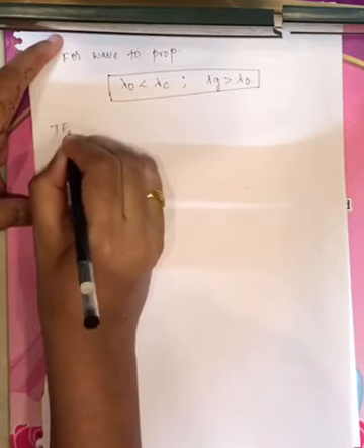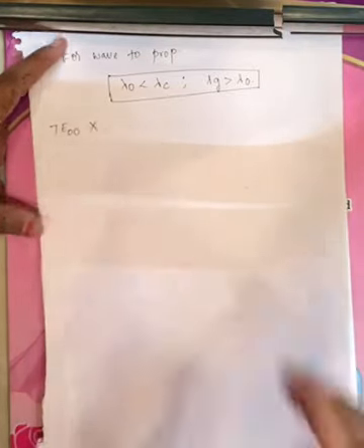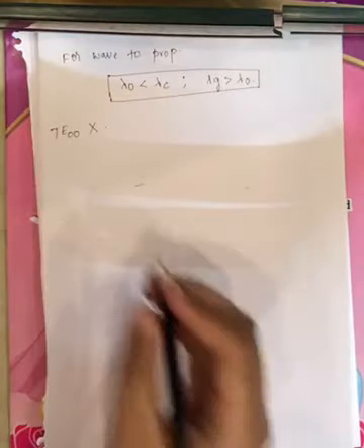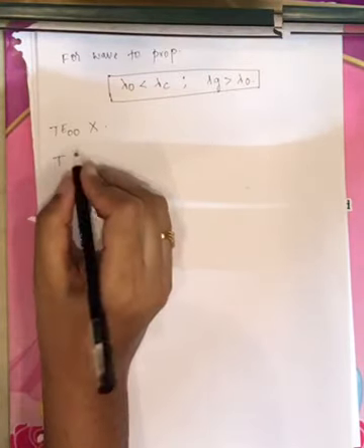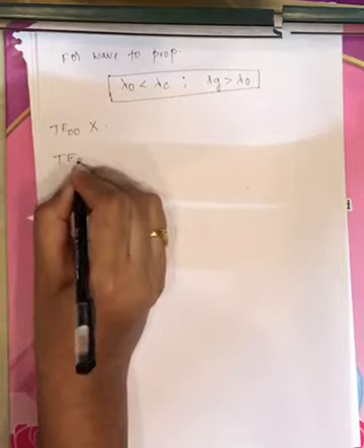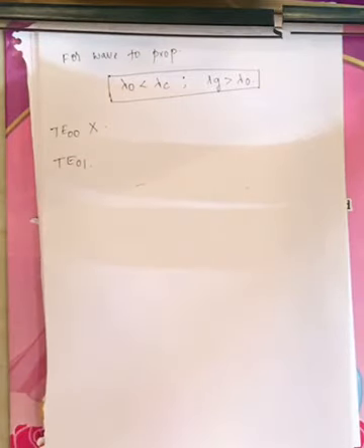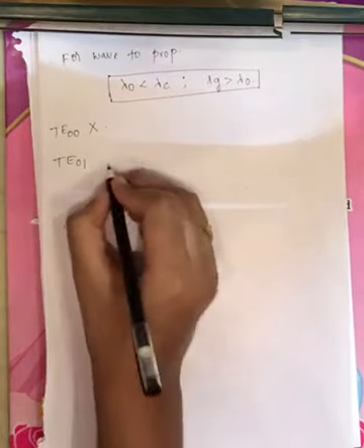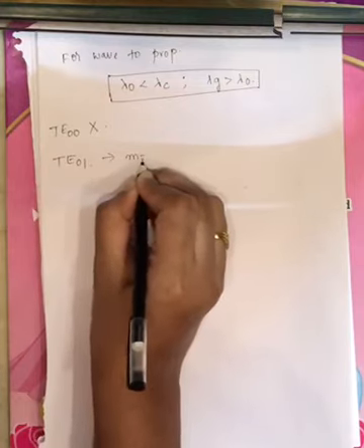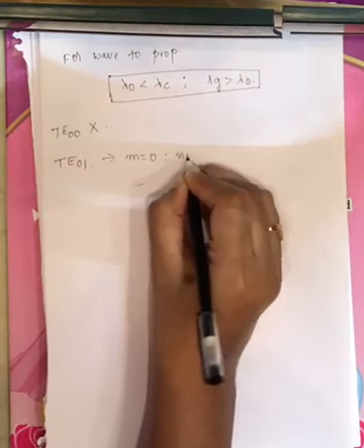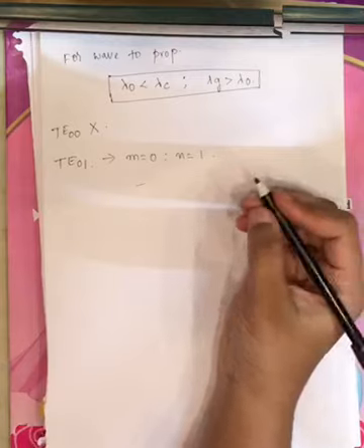Now anyhow you know TE 0,0 doesn't exist, right? Now let us see whether TE 0,1 is allowed through the waveguide or not. Now for TE 0,1, what is the value of m? M equals 0 and n equals 1, right?